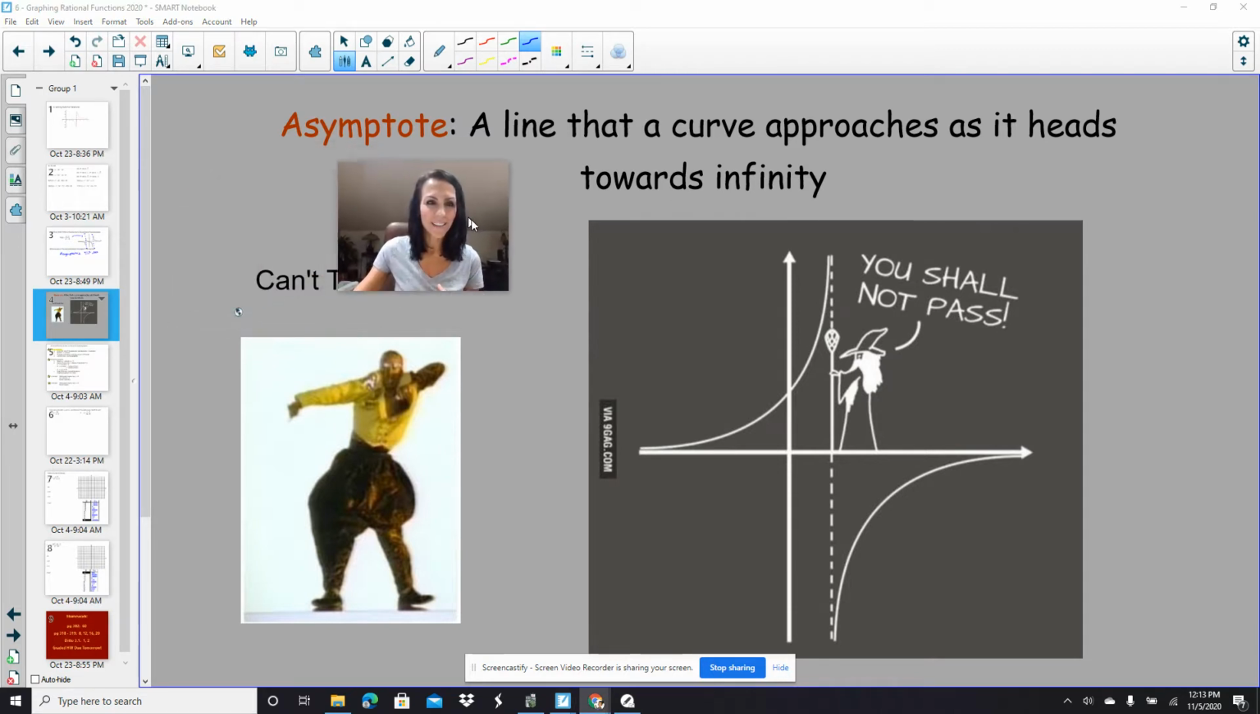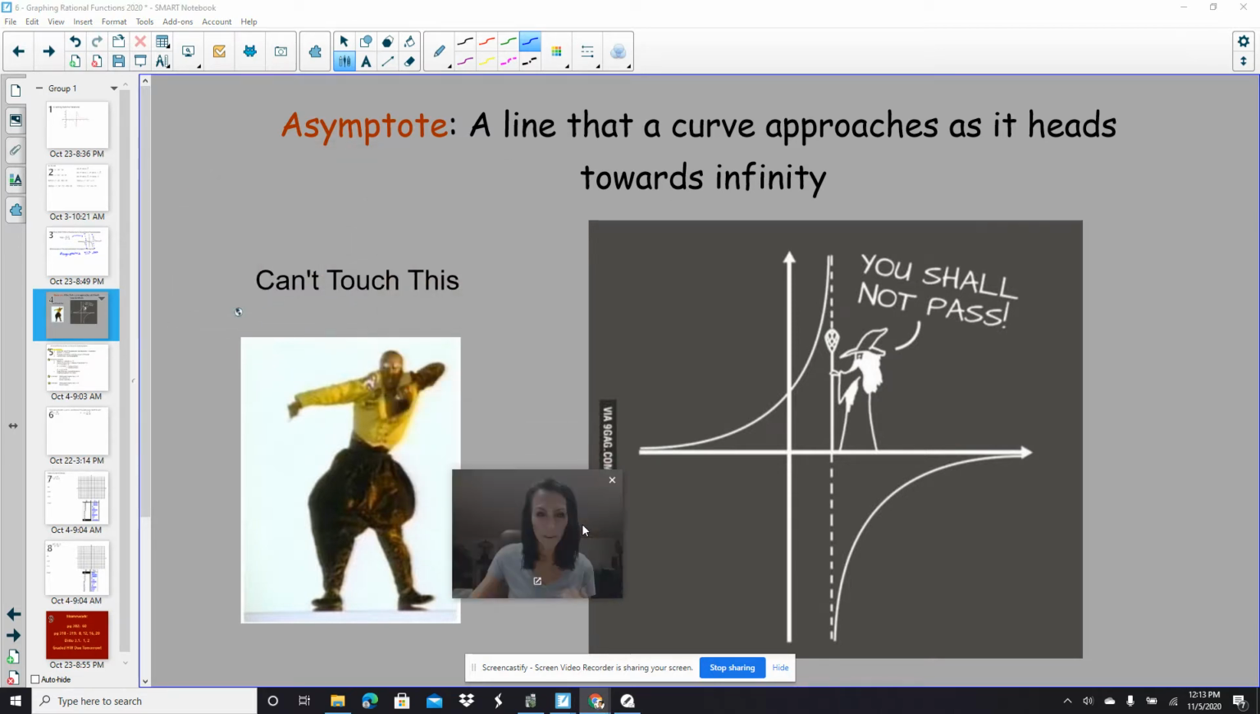And so back in the day, I used to sing a little MC Hammer, Can't Touch This. Certainly dating myself here, but that song always runs through my mind when I'm graphing for vertical asymptotes.